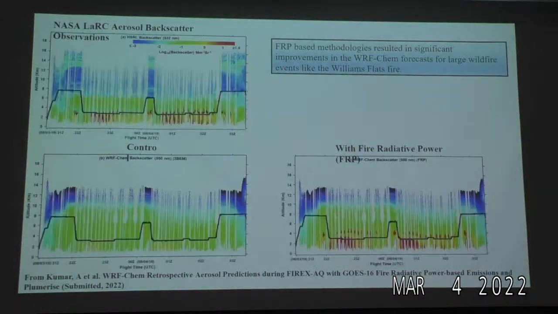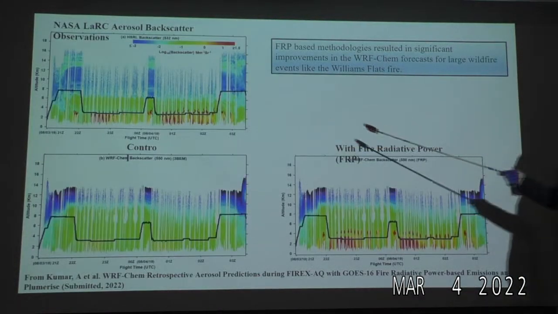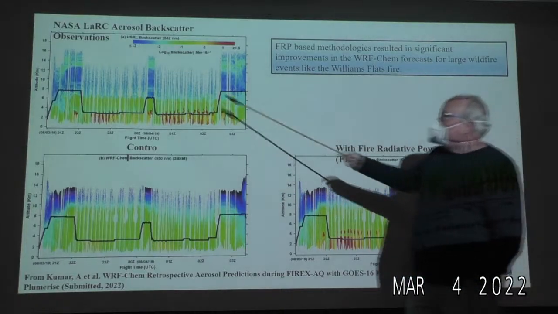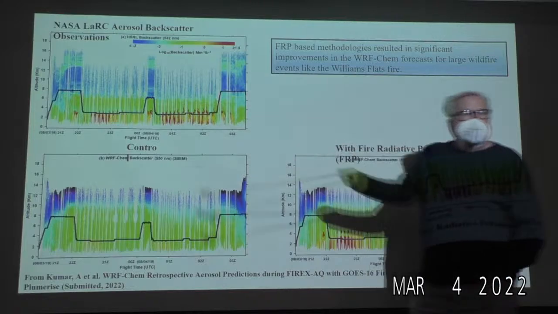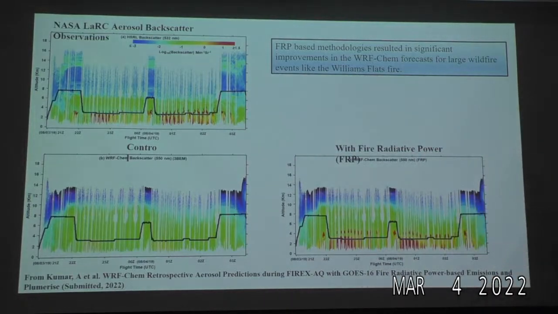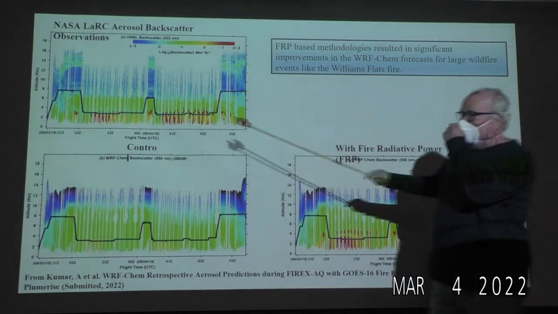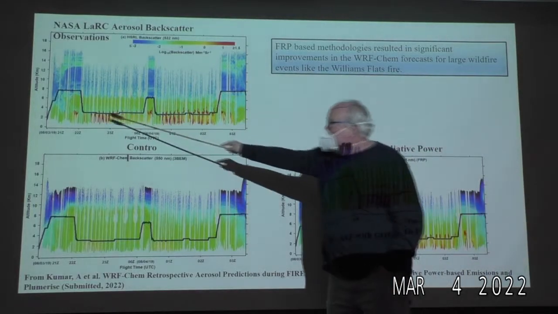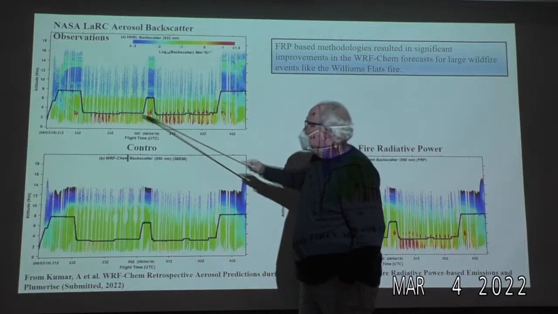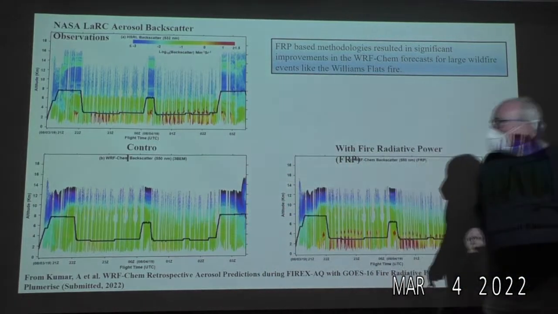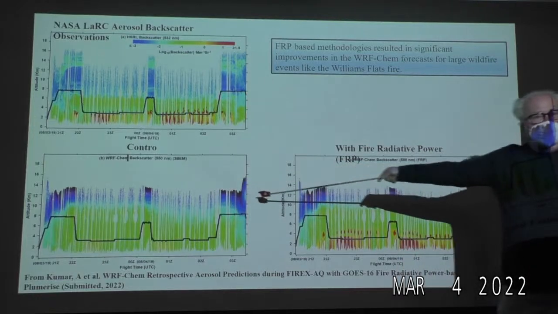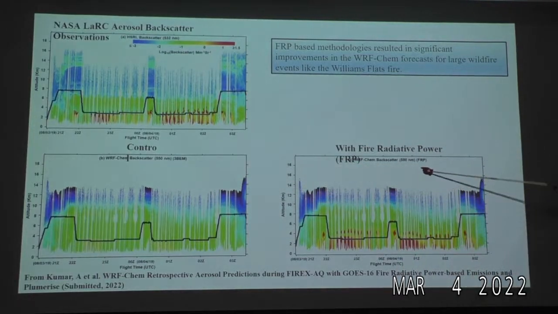Next slide, please. Here's now a comparison of that same flight, except now we're comparing with airborne HSRL, or high spectral resolution LiDAR measurements of aerosol backscatter. So again, you saw the flight zigzagging through the smoke plume. Here's the sampling of that smoke plume over and over again along the flight track. This is our forecast where we just use the control emissions, and here's the forecast where we incorporated fire radiative power into the emissions, and you can see we get much better agreement with the observations. This is work by Aditya Kumar that has been submitted based on this field campaign.